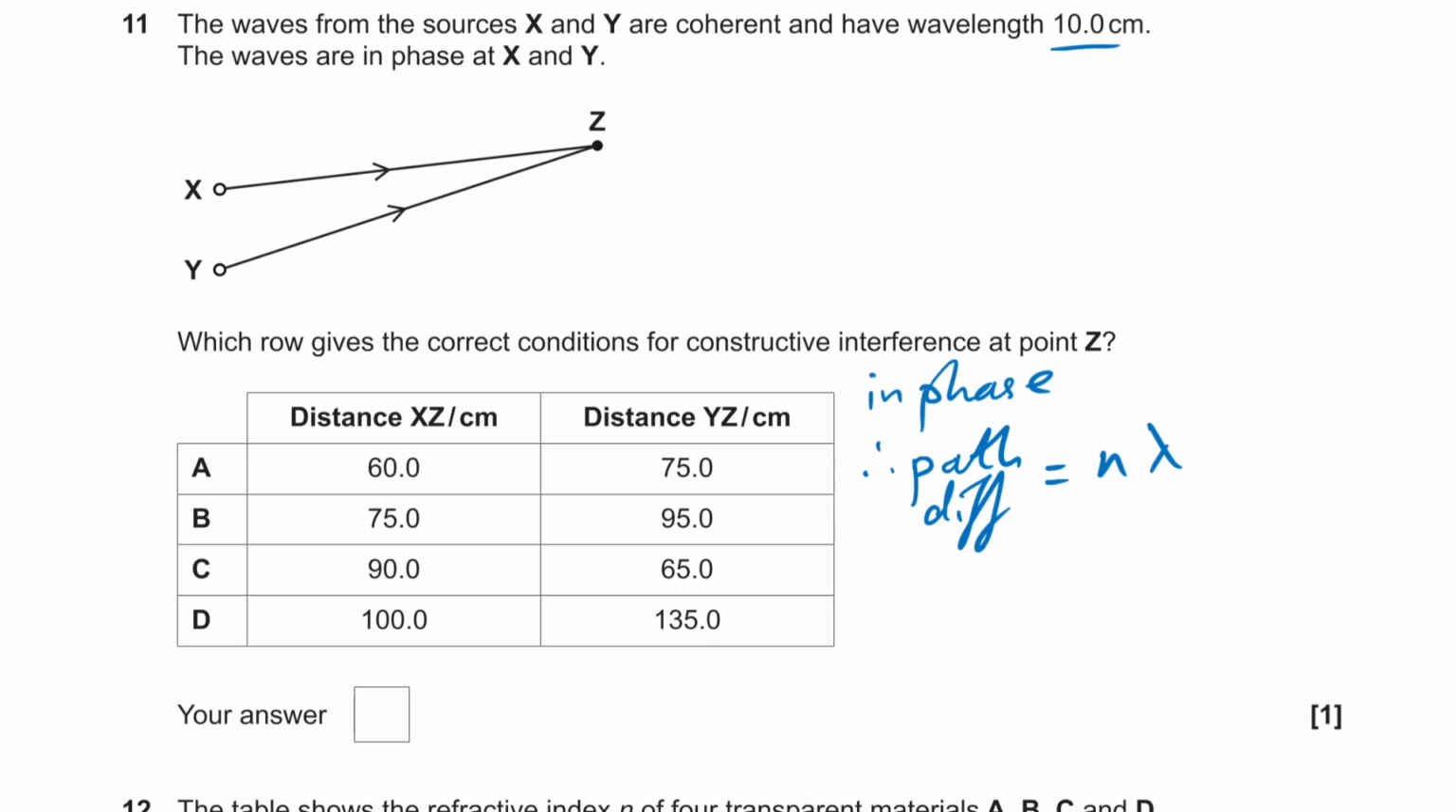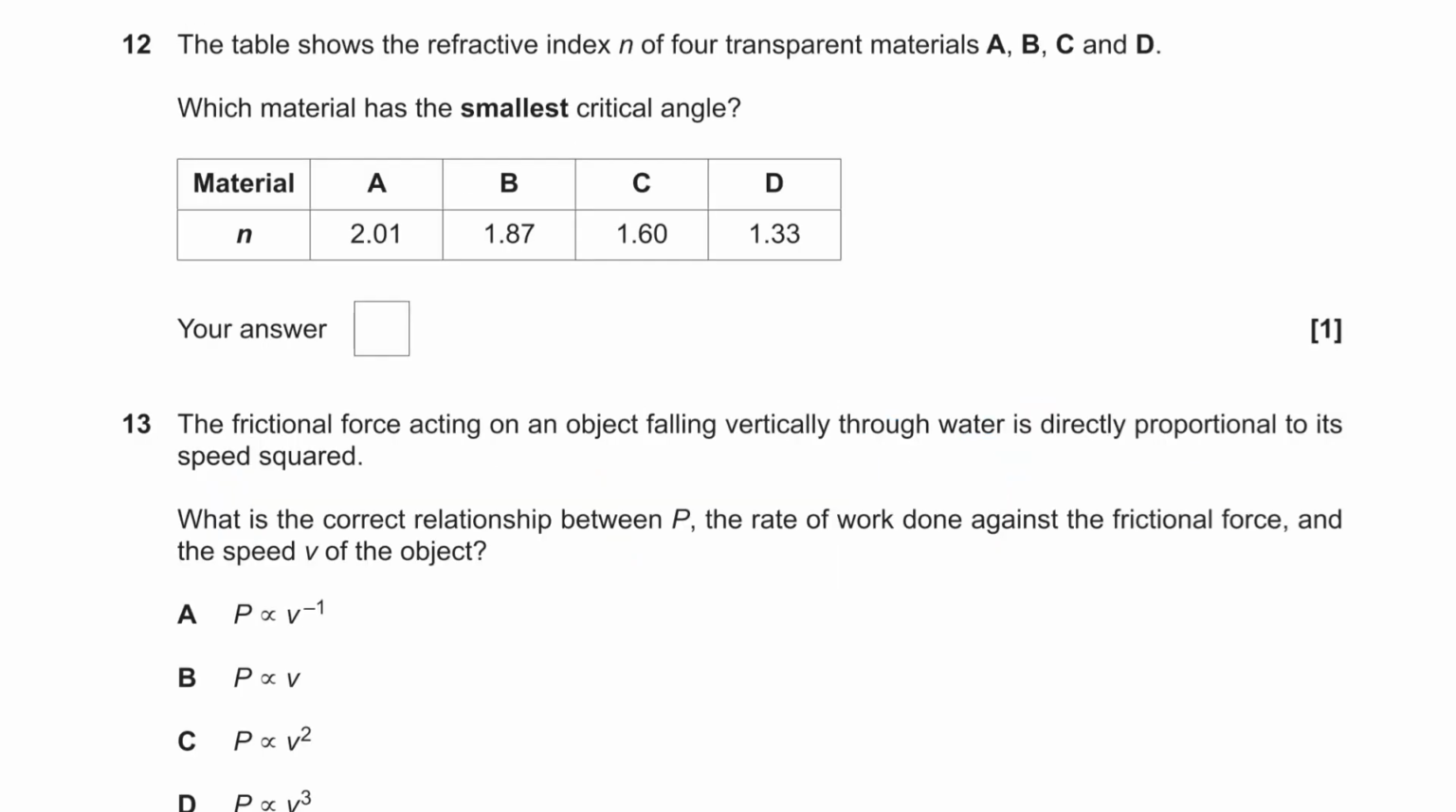So we know that the wavelength is 10 centimeters, therefore we need a difference between these distances that is a multiple of 10. 60 to 75, that's 15, so that's not 1. 75 to 95, yes, that is. It's 20. C is 25. D, that's 35. So actually for A, C, and D, they'd arrive completely out of phase, so there'd be destructive interference in those cases.